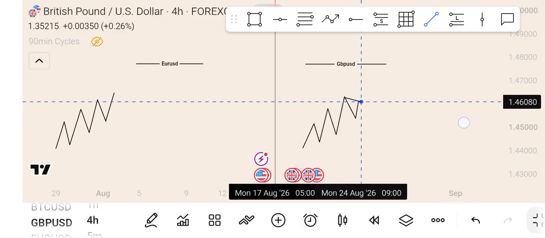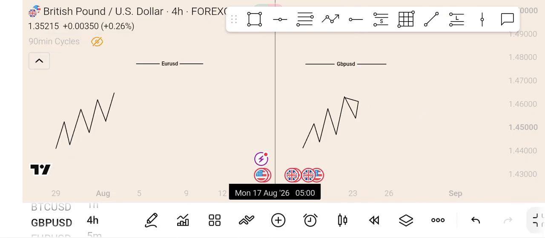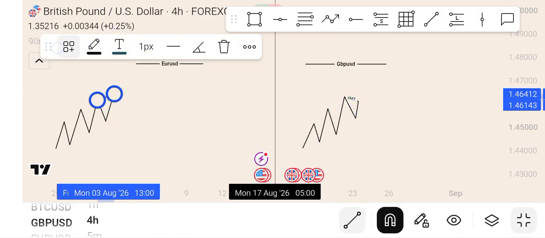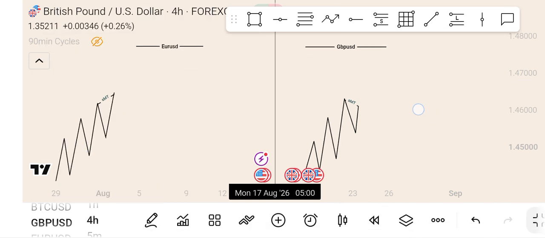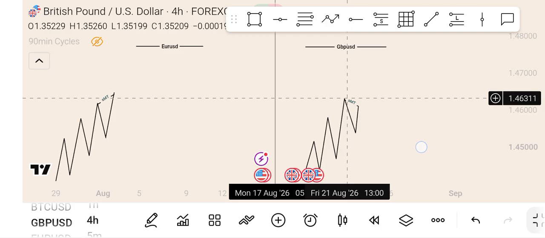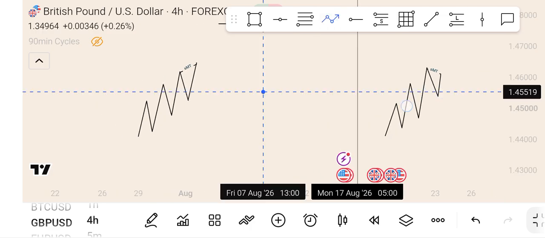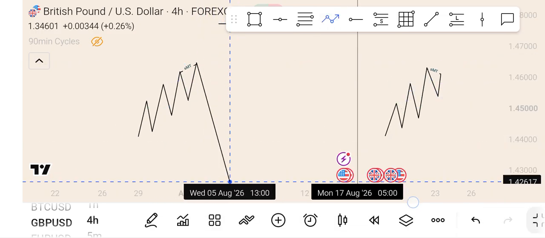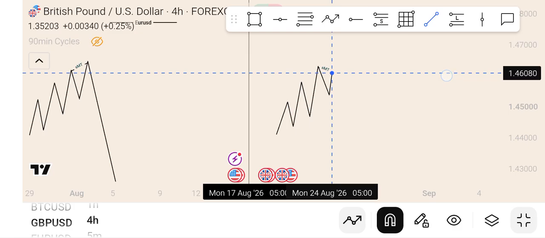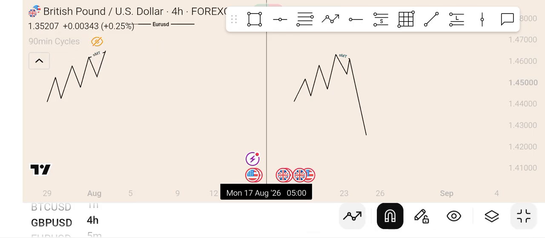An SMT. This is just a normal SMT, or structural SMT, as you may call it. On EURUSD, we took out this high. On GBPUSD, we failed to take out this high. You get? So now, since we failed to take out this high and we have taken this high, we can expect down movement, and on this correlated asset also, we expect down movement. So that's a bearish example of a normal SMT.